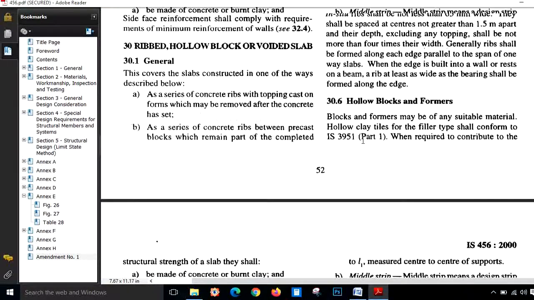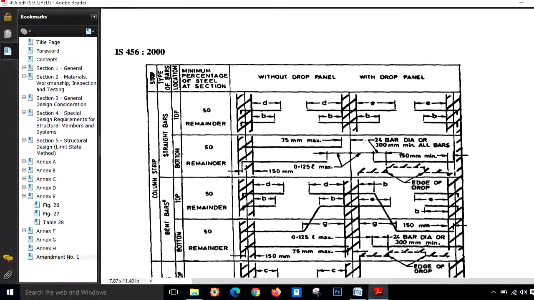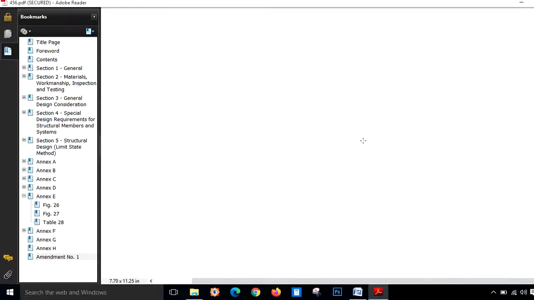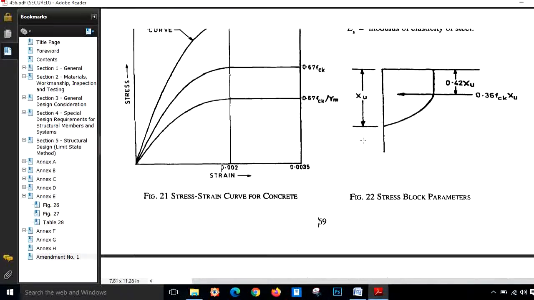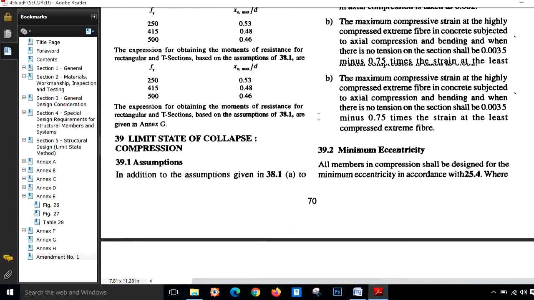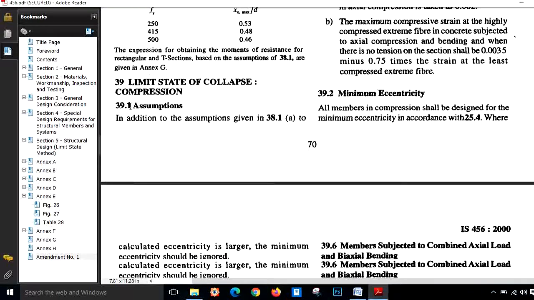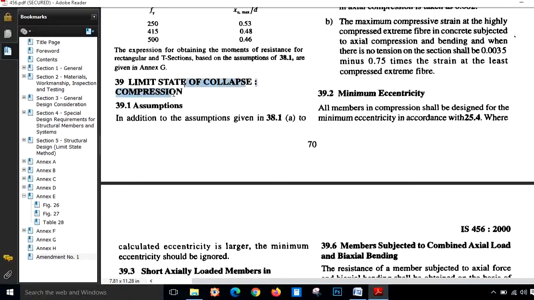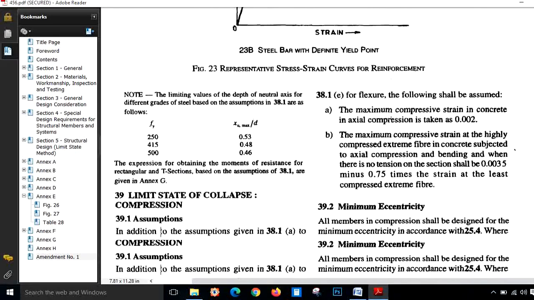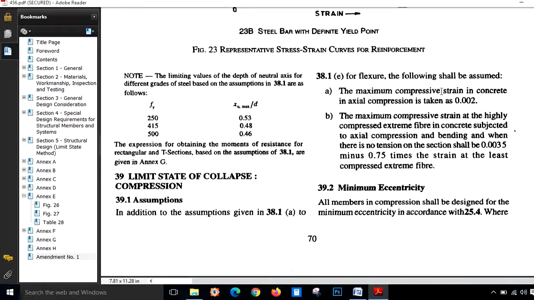You can open page number 70. Limit state of collapse in compression. The assumptions which are made are given over here. The maximum compressive strain in concrete in an axial compression member should be taken as 0.002.